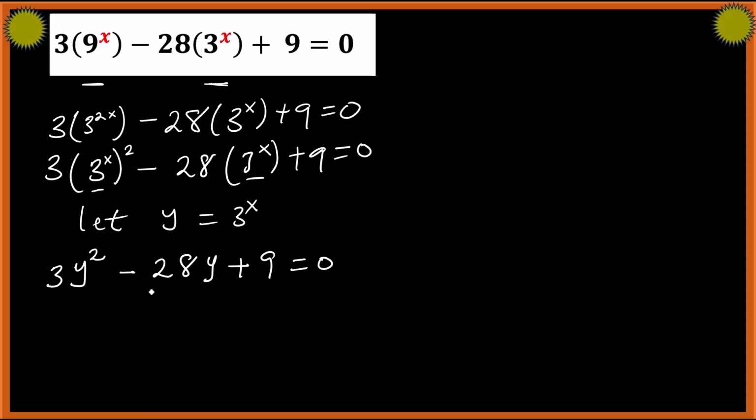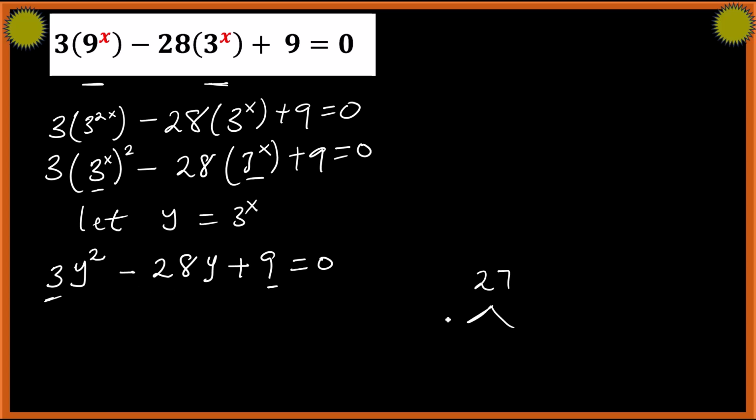Okay, so this one is a quadratic equation. So let's see if we can use the method of factorization here. So I'll just multiply this one by the constant. So that will be 27. So let's find two numbers, when we multiply them to give us 27, but when we add to give us negative 28 here.